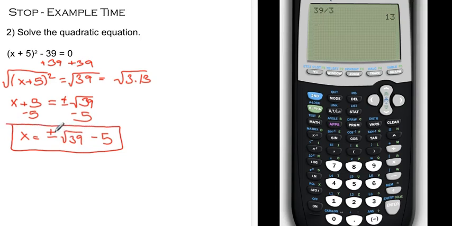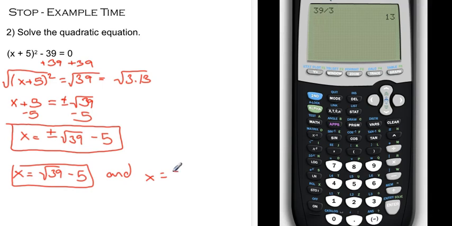And it includes both answers, because if I wanted to write it out this way, even though it's kind of a pain in the neck, x could be the square root of 39 minus 5, and it can also be negative the square root of 39 minus 5. But this way of writing it just makes it a little easier to see.